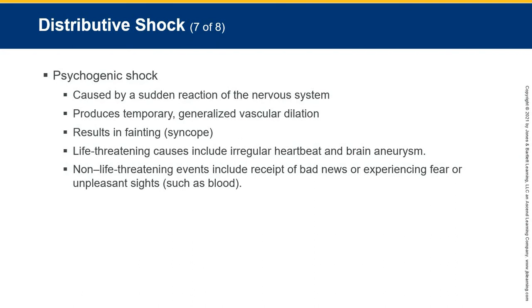But the thing you're going to have to remember is that if they have syncope and they fall, they could hurt themselves with other trauma as well. So syncope causes them to fall. And there are some life-threatening causes to this as well, including things like brain aneurysm, which is going to be an outpouching, a swelling of an actual artery, and then irregular heartbeats can do it as well.